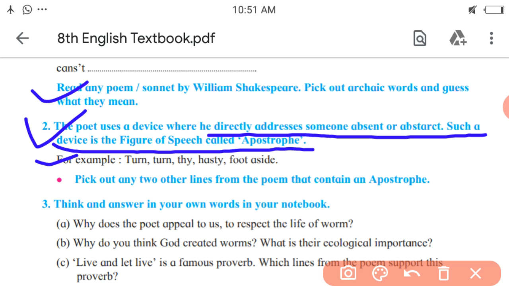So here the poet is addressing all the human beings who were not present at the time of writing. So such lines you have to find from the poem where the poet is addressing human beings. All those examples are just like imperative sentences. So find such lines to complete the answer of the question. Next, pick out any two other lines from the poem that contain apostrophe. So at least two you have to find. One of the examples starts with let, here already one is given, and find something more.